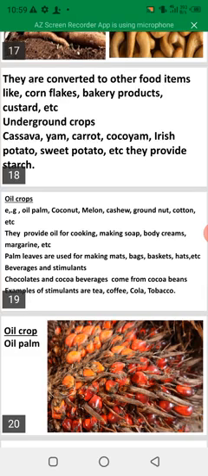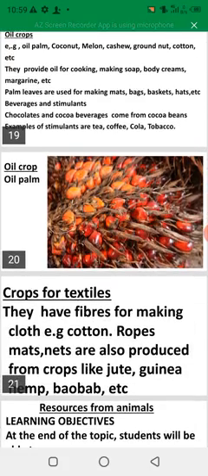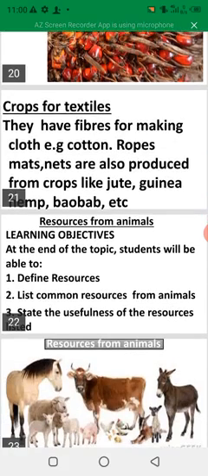From coffee, from cola, and from what? Tobacco. Can you see an example of oil crop, which is what? The oil palm. Then we have crops for textile. They are fibers for making clothes, e.g. cotton. Rope, mats, net are also produced from crops like jutes, baobab. These are the resources from plants, as we have discussed.